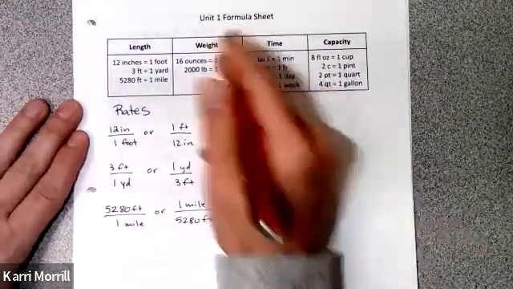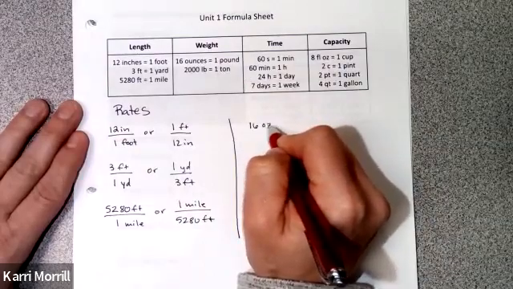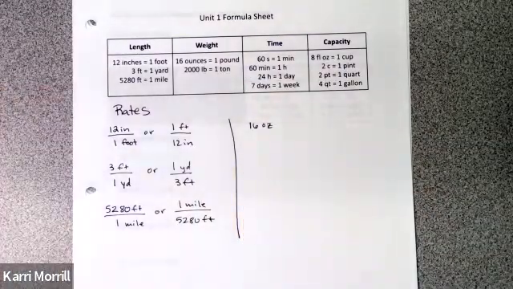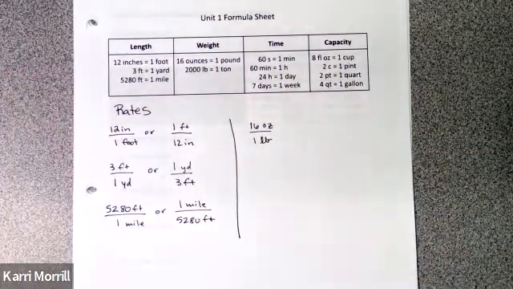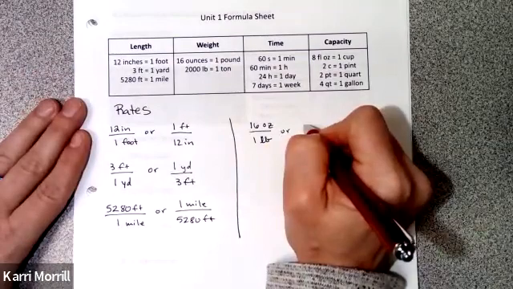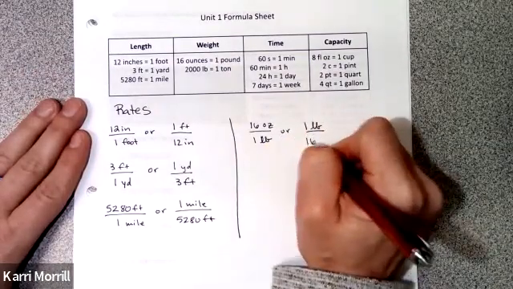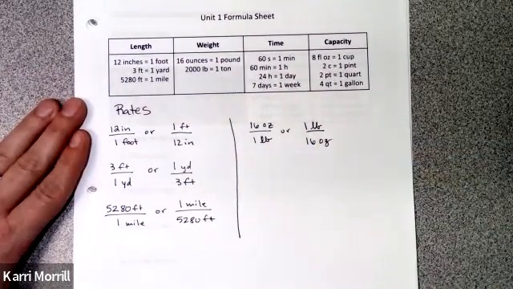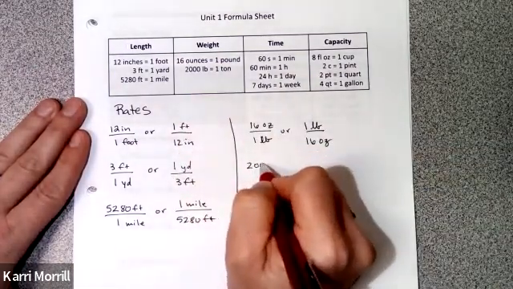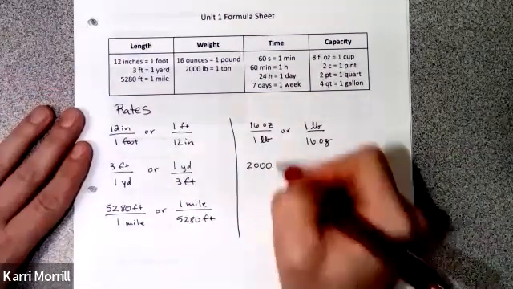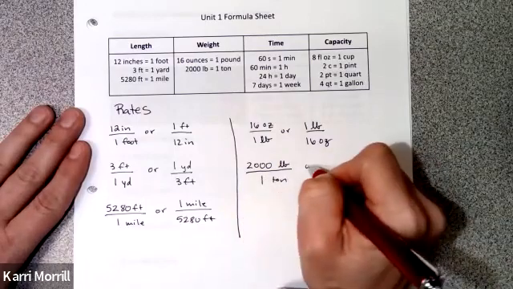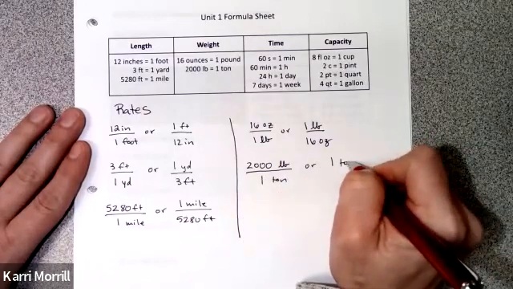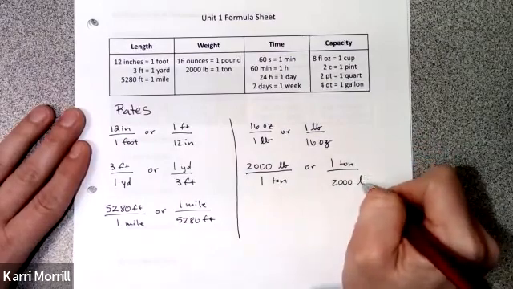Let's go over here and do the weight. We could say 16 ounces, I put a little line through my Z, so that's what that means, over 1 pound. They usually use the LB, and I usually write it in cursive because my L sometimes looks like a 1. Or we would say 1 pound over 16 ounces, right? The other one we use often is 2,000 pounds over 1 ton, or 1 ton over 2,000 pounds.